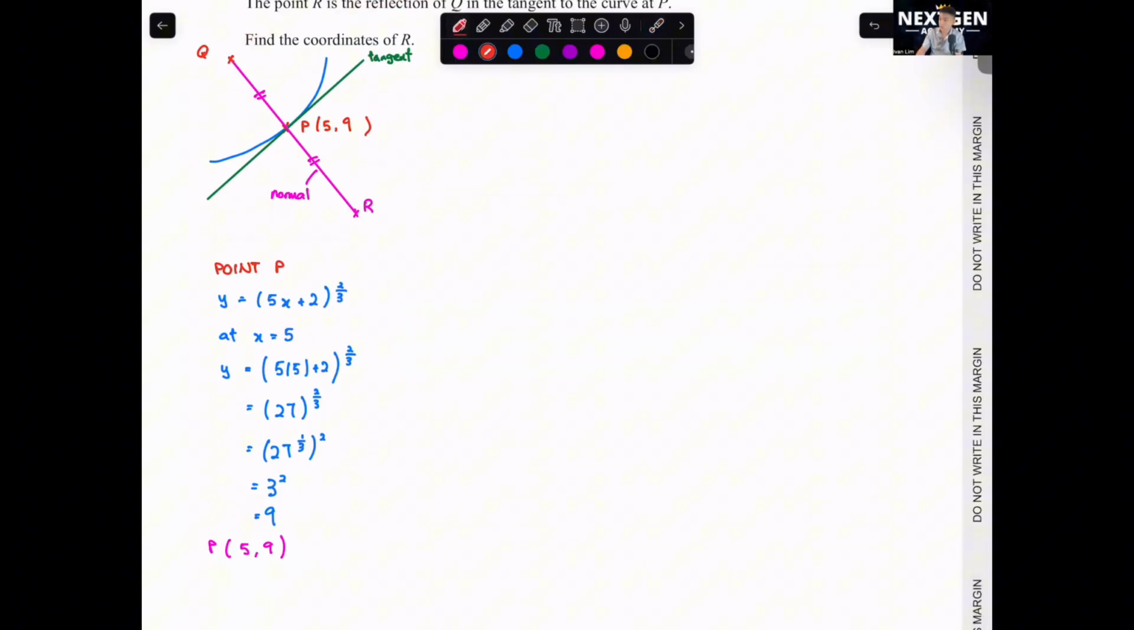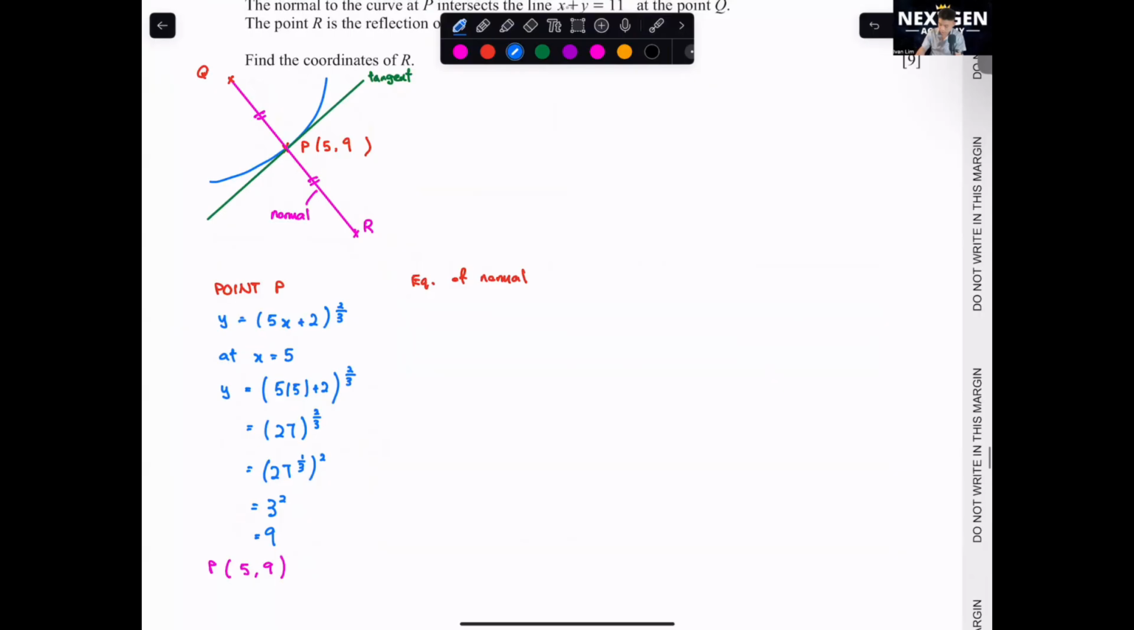Okay, let's do over here. Equation of normal. We need to find dy over dx first. So dy over dx, we're going to differentiate this 5x plus 2. So this will become 2 over 3. We do a chain rule, 5x plus 2 to the power of negative 1 over 3 multiplied by 5. This will become 10 over 3, 5x plus 2 to the power of negative 1 over 3.